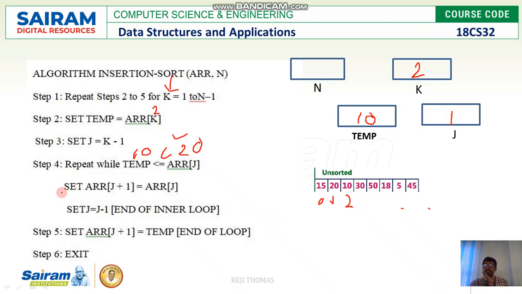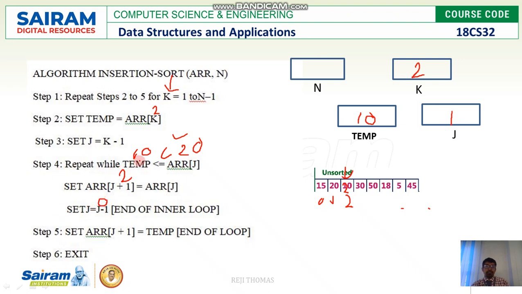What is your j? J is 1. So 1 plus 1 is going to be 2. So at this place, you are going to move this array of j. What is there in j? J is 20 and 20 will be stored here. This is going to be 20 now. Next, set j is equal to j minus 1. Next, you have to repeat with the next element. J minus 1 is going to be 0.